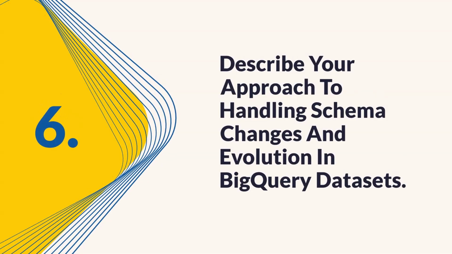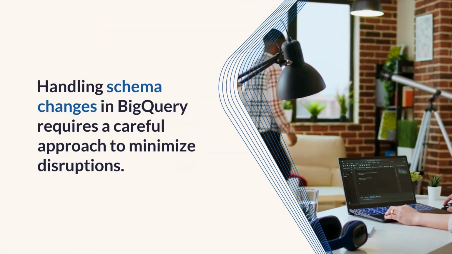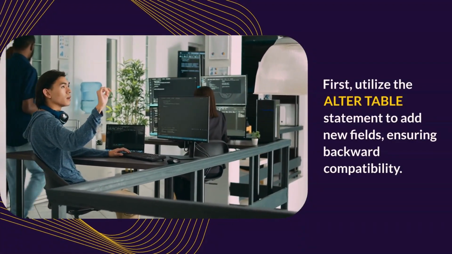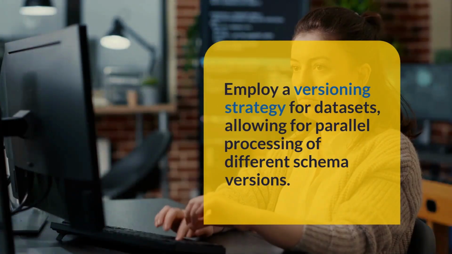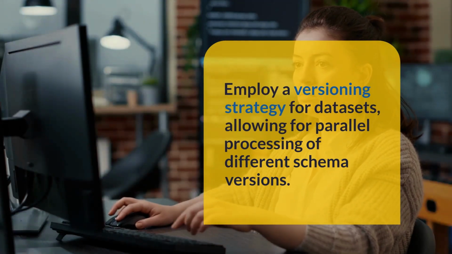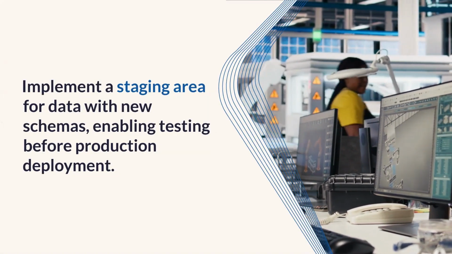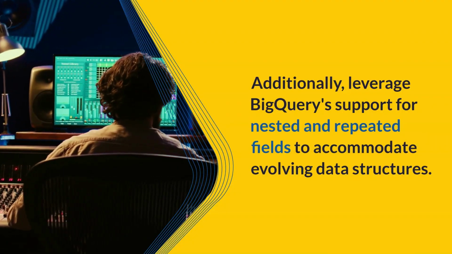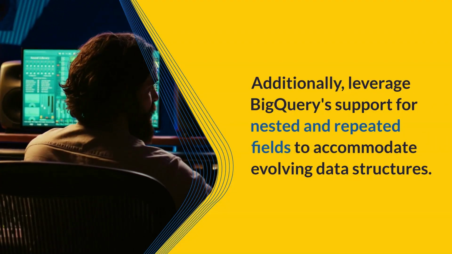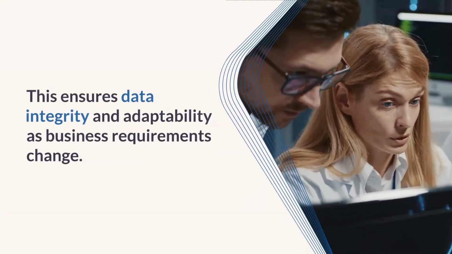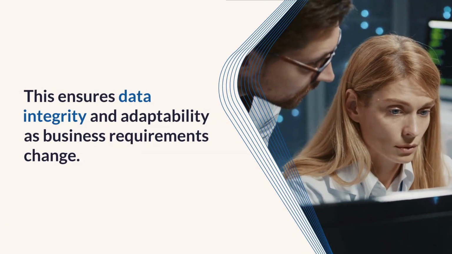6. Describe your approach to handling schema changes and evolution in BigQuery datasets. Handling schema changes in BigQuery requires a careful approach to minimize disruptions. First, utilize the ALTER TABLE statement to add new fields, ensuring backward compatibility. Employ a versioning strategy for datasets, allowing for parallel processing of different schema versions. Implement a staging area for data with new schemas, enabling testing before production deployment. Additionally, leverage BigQuery's support for nested and repeated fields to accommodate evolving data structures. Regularly review field usage and clean up legacy fields to maintain an efficient schema. This ensures data integrity and adaptability as business requirements change.